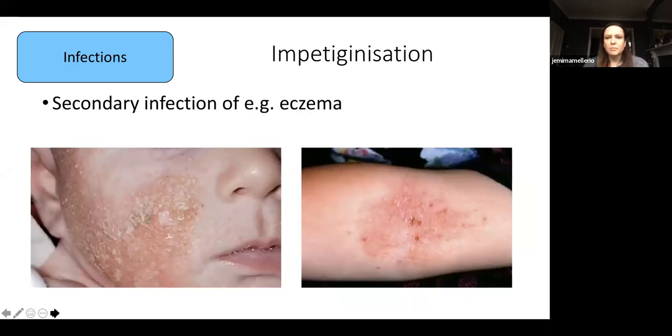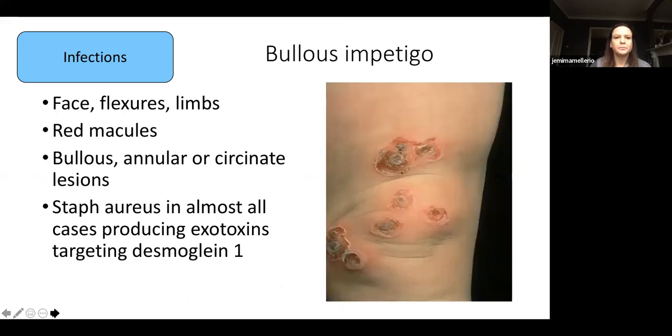As I said, you can get impetiginization of other conditions. So this is eczema, which has secondary infection with staph usually, and you get that weepy kind of honey crust. So you would need to address that and treat it.